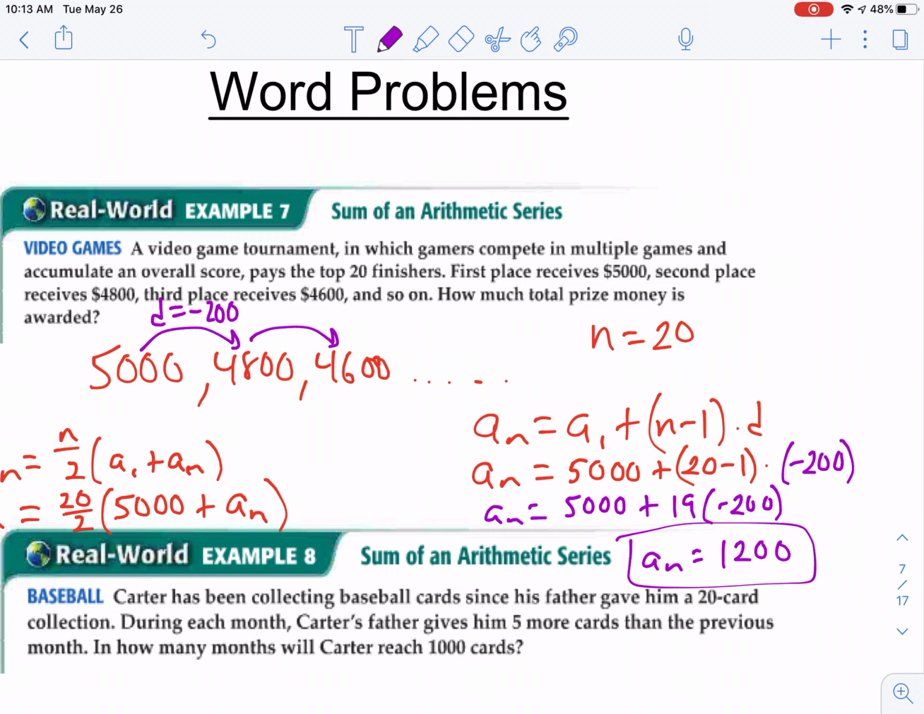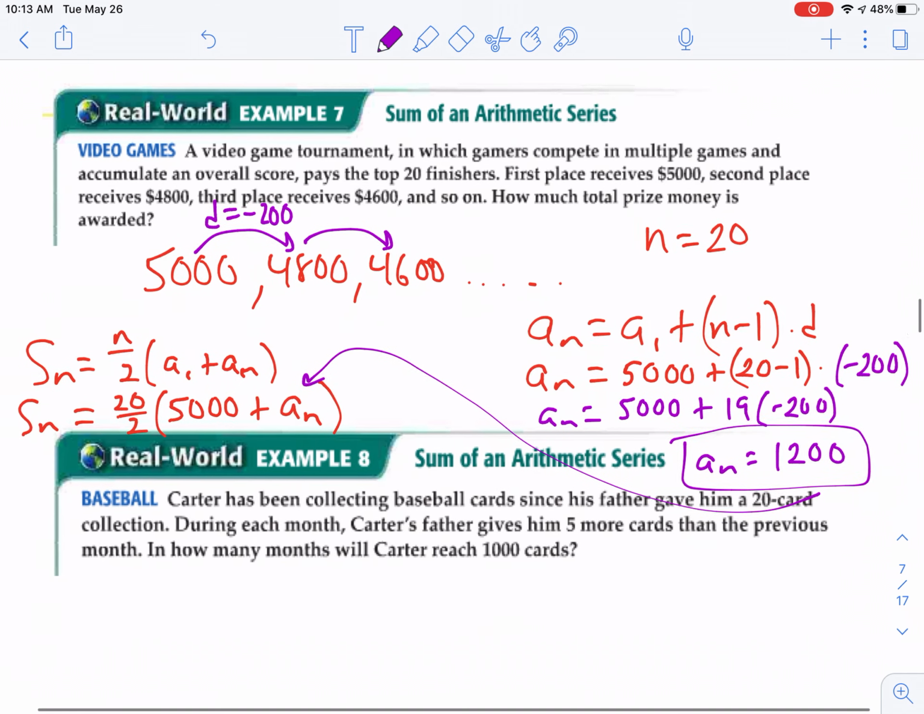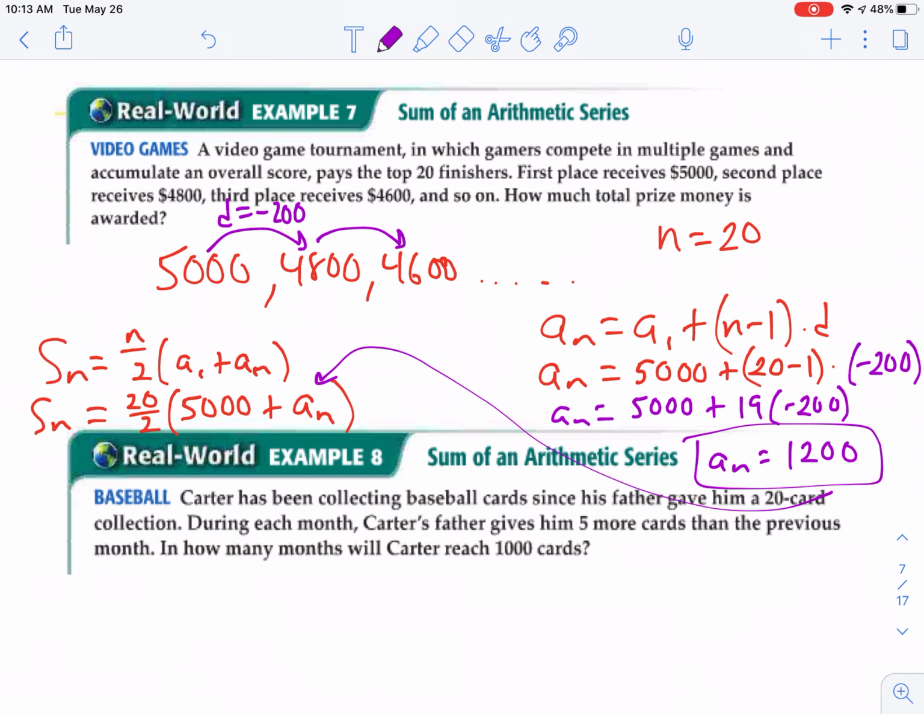So now we could sub that in right here. I ran out of space, but we're going to take out the AN and put in positive 1,200. So 5,000 plus 1,200 is 6,200 times 20 over 2, which is 10. And we get our total prize amount, which is $62,000. And on your quiz, which is due Friday, there will be one of these word problems.